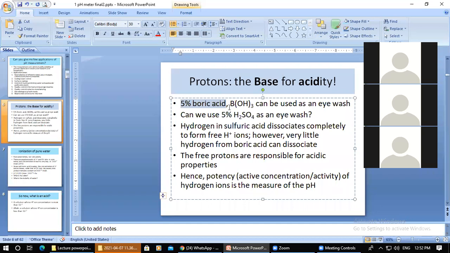What did you say? Boric acid is used as an antiseptic. Yeah, it is also used as an antiseptic. So although it is an acid, it is used as an eye wash or antiseptic. But the question is, can we use the same concentration, that is 5% of H2SO4, as an eye wash?